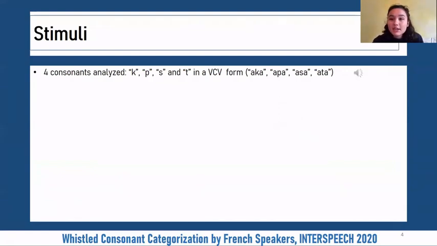So I'd like you to hear an example of these four whistled consonants, so the aka, appa, assa, atta, so you can have an idea of what this whistled consonant speech sounds like.